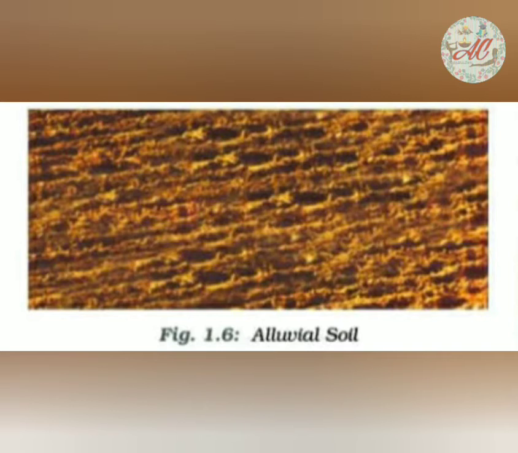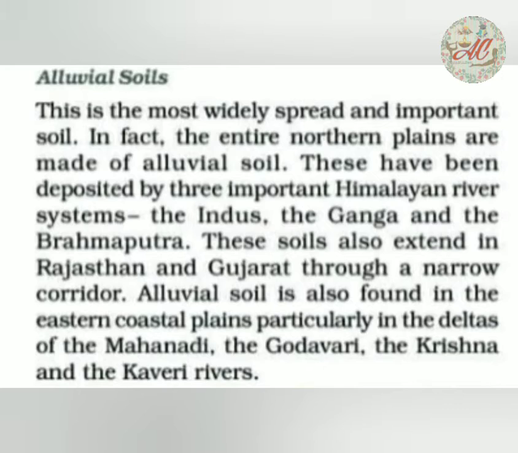Firstly, we are talking about alluvial soil. This is the most widely spread and important soil. In fact, the entire northern plains are made of alluvial soil. These have been deposited by three important Himalayan river systems, the Indus, the Ganga and the Brahmaputra. These soils also extend in Rajasthan and Gujarat through a narrow corridor. Alluvial soil is also found in the eastern coastal plains, particularly in the deltas of the Mahanadi, the Godavari, the Krishna and the Kaveri rivers.